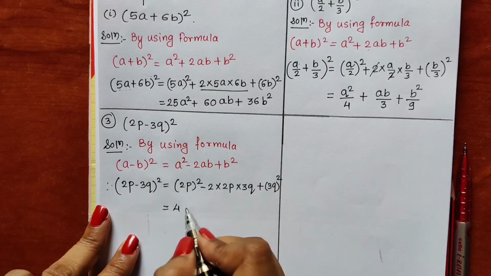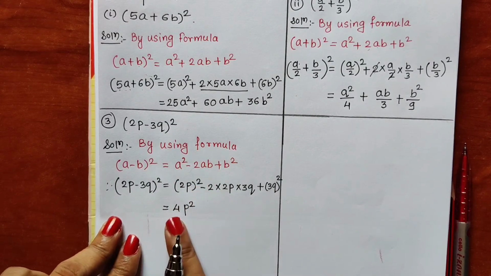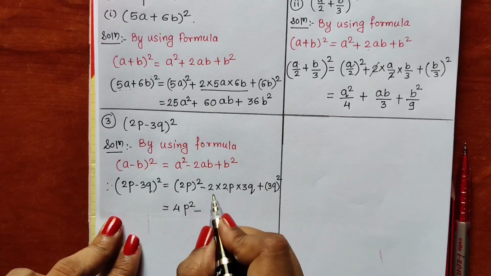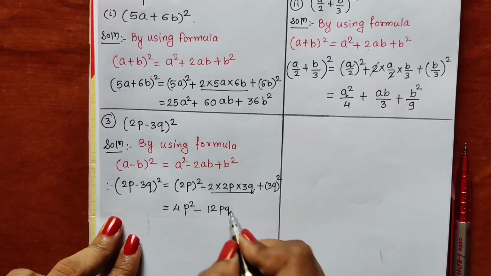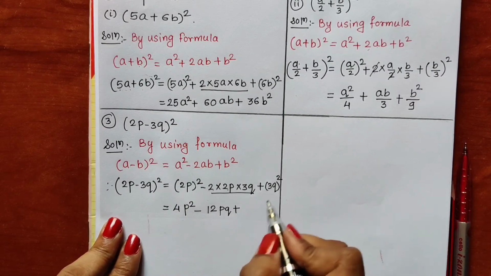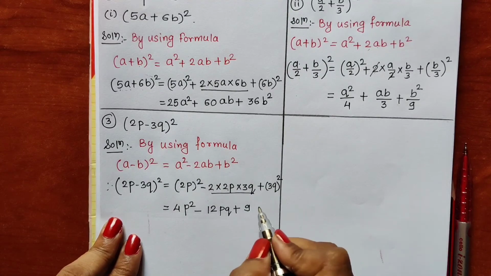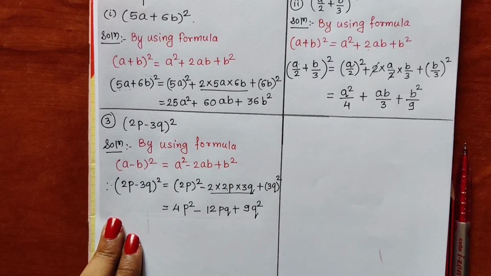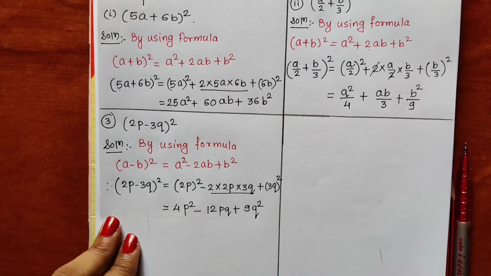2 square is 4 and p square we cannot find out, so write p square. So square of 2p is 4p square minus 2 fours are 8... 2 2s are 4, 4 3s are 12. This multiplication we can do, so it is 12pq. P and q also we have to write because they are variables here. Plus square of 3q. 3 square we know is 9 and q square we cannot find out, so we write it as q square. So the answer is 4p square minus 12pq plus 9q square.